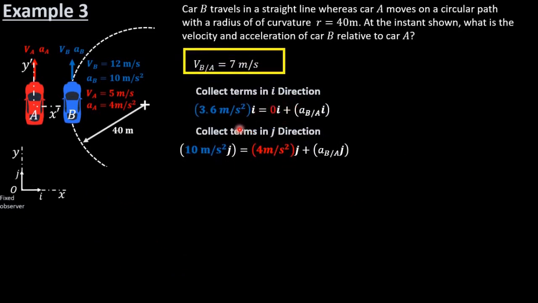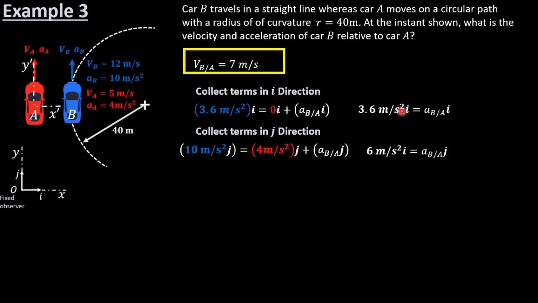Okay, so we can see here that the relative acceleration in the i direction is going to be 3.6 meters per second squared, and the relative acceleration in the j direction is going to be 6 meters per second squared. All I did was just subtract 4 meters per second squared from both sides. So that is our relative acceleration in the j direction.